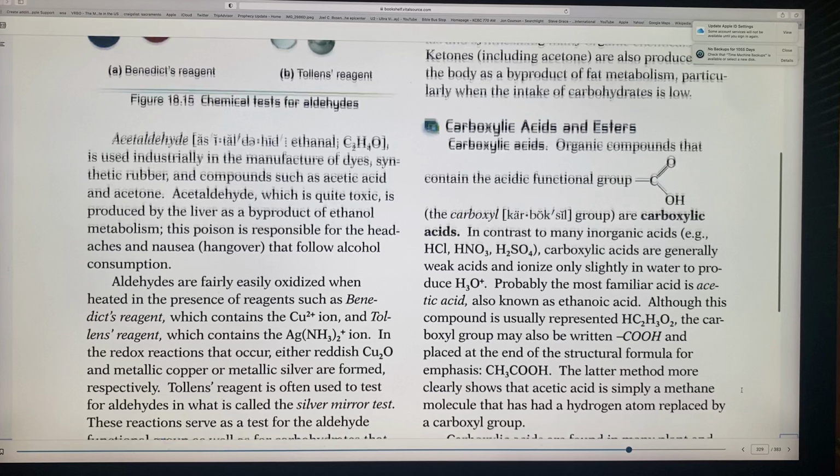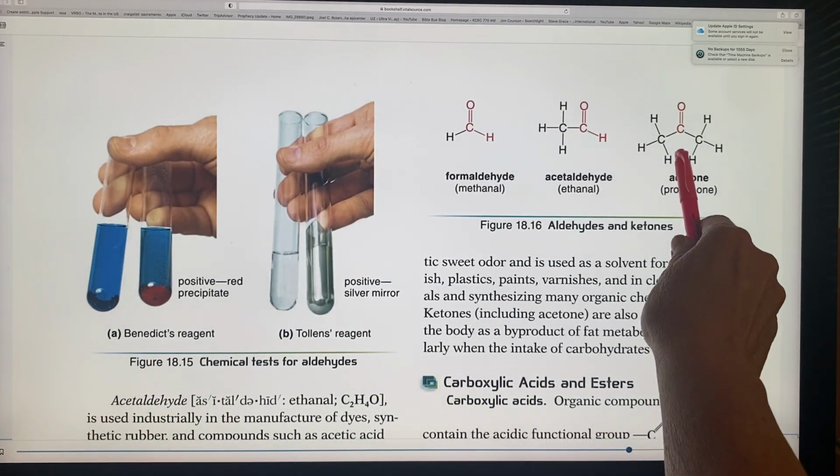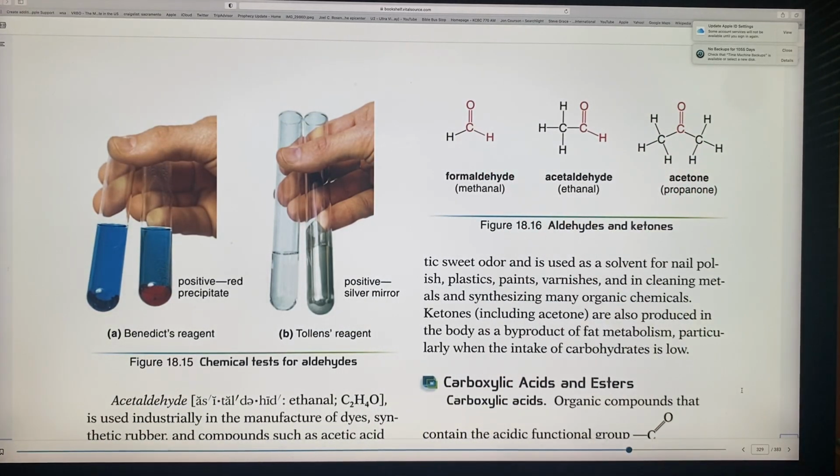And so let's talk about the carboxylic acids and esters. So let's go back to here. Just remember, acetone looks like aldehydes.